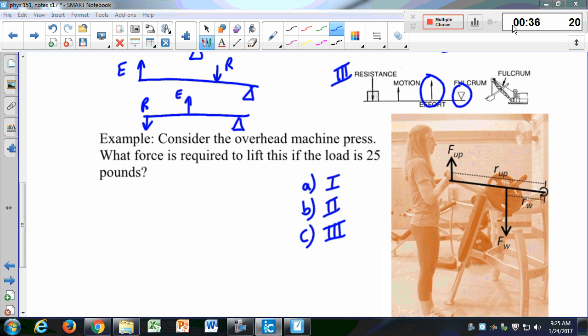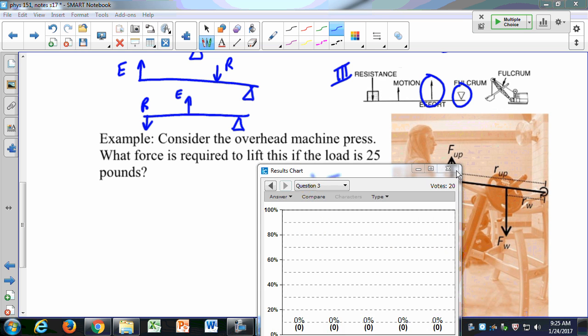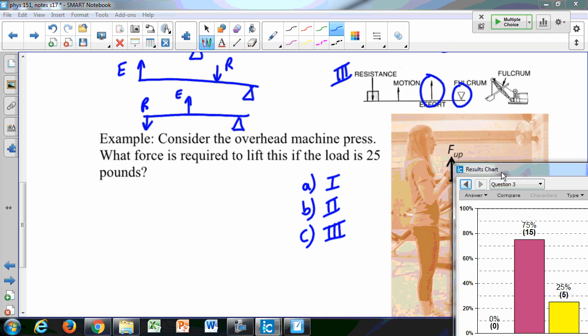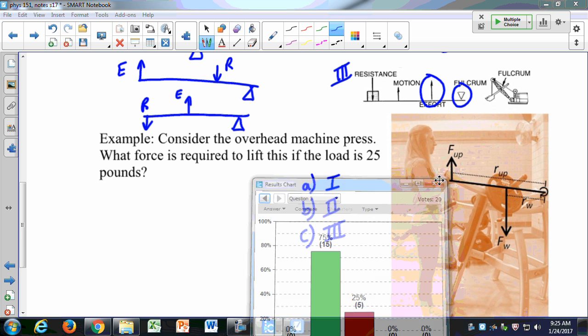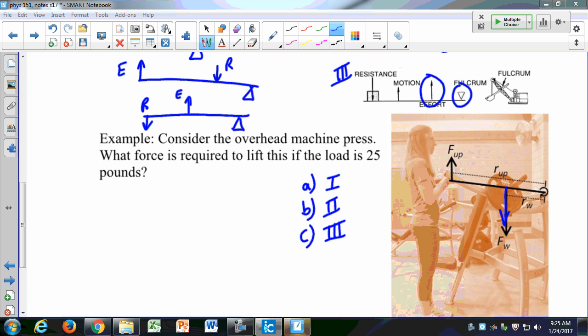All right, let's stop at 40. Is that right? Yeah, that is right. See, notice my resistance is right here. This is my resistance. And then this is my effort. And then this is my fulcrum. The fulcrum is just where it rotates, the axis of rotation. So that is a class two lever.